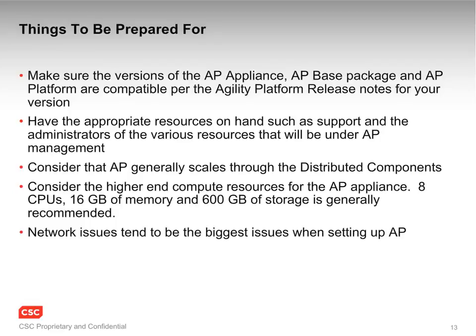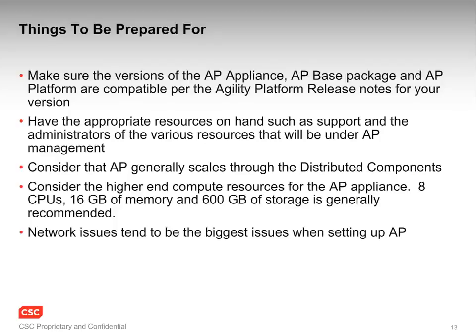So in the last slide, let's talk a little bit about things to be prepared for. Again, make sure that the versions of your Agility appliance, your Agility base package, and your Agility Platform are compatible. So review the release notes. Have the appropriate resources on hand, such as support and the administrators of the various resources that are going to be under Agility Platform management. So having your storage folks, having your network folks available, along with, if you have your vSphere admin or your Amazon admins, having them readily available can make your install considerably easier.